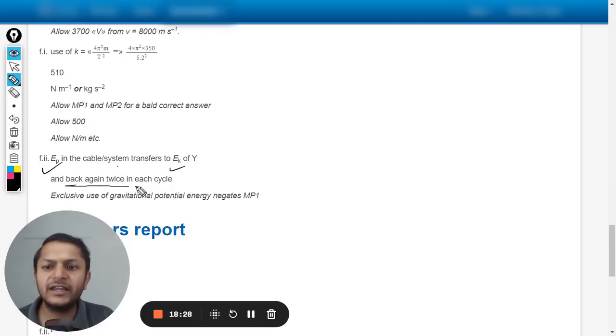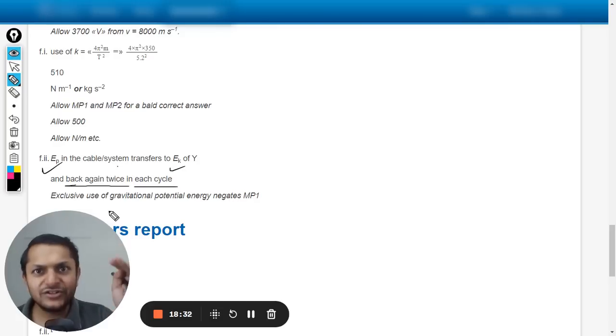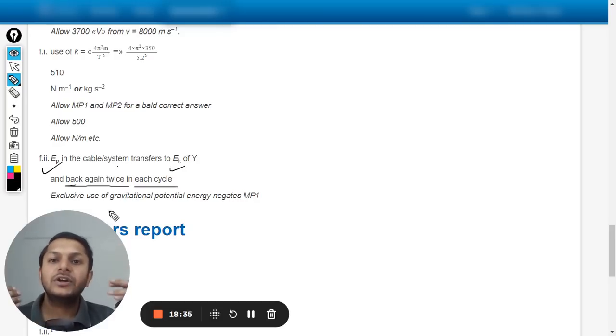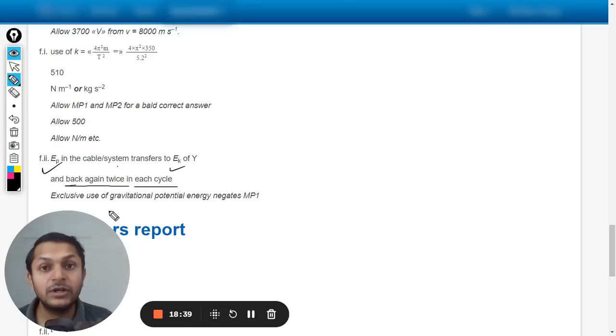Clear? Back again twice in each cycle. Yeah, because in one oscillation, the kinetic energy becomes maximum twice. So the potential energy is also becoming maximum twice. So you can also write that. So this is how we do this question.